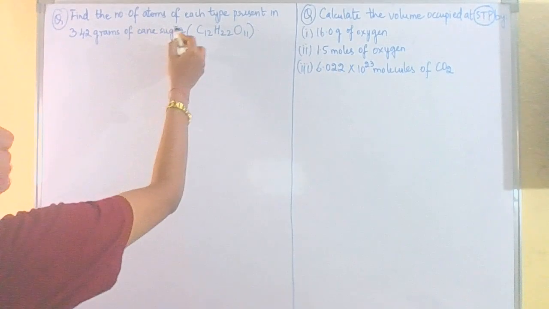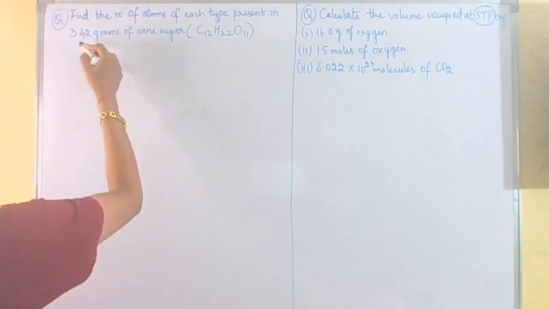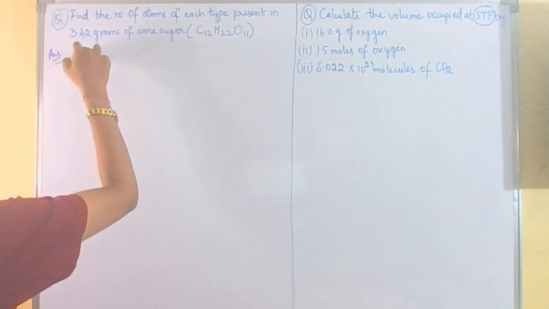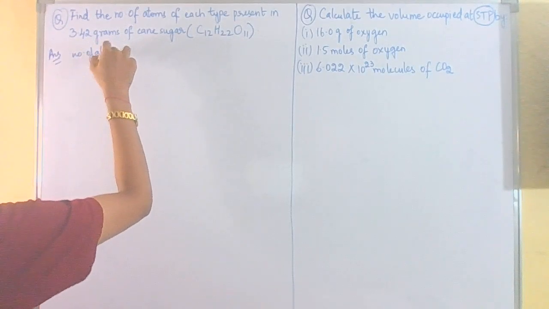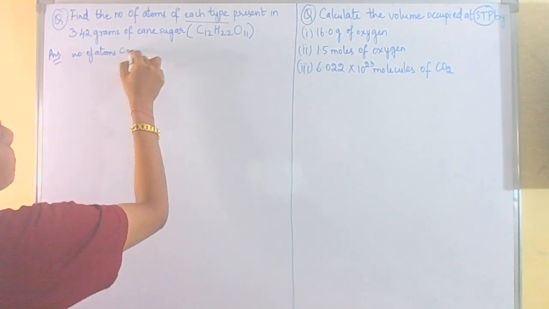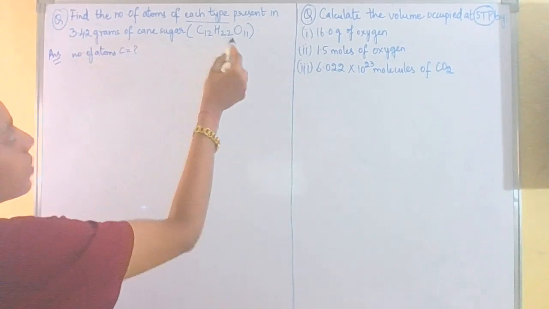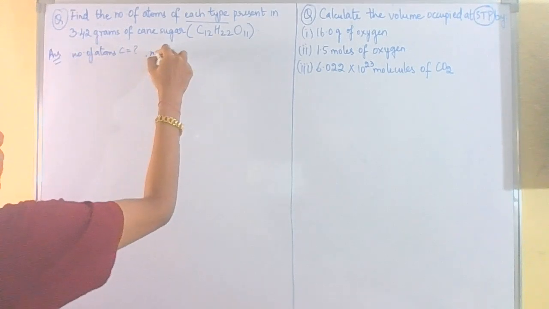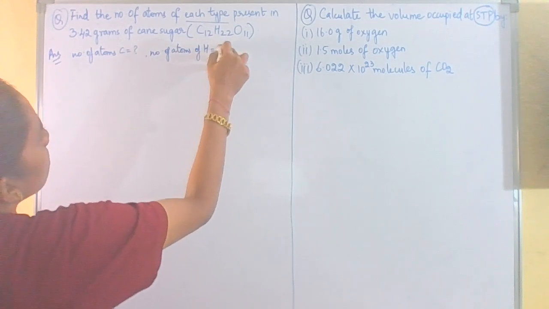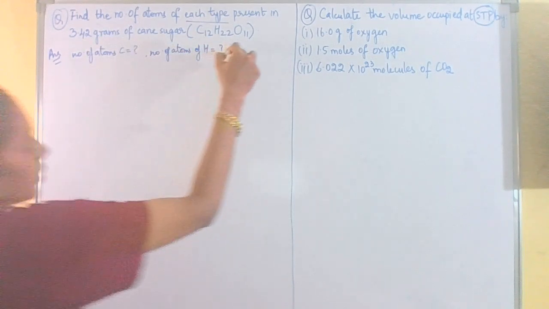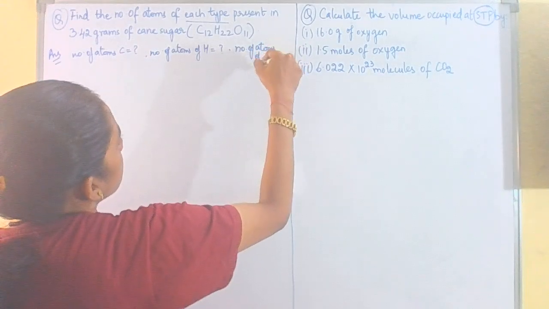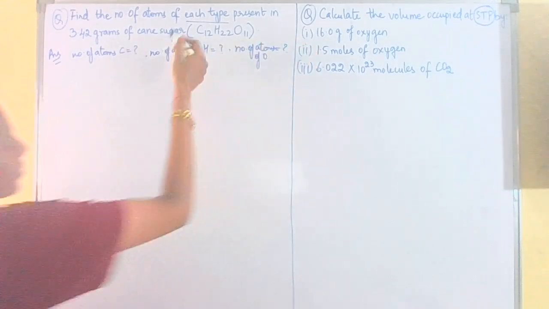Find the number of atoms of each type present in 3.42 grams of cane sugar. So here they are asking us to find out the number of atoms of each type. Each type means number of atoms of carbon is equal to how much in 3.42 grams of cane sugar, number of atoms of hydrogen is equal to how much in 3.42 grams of cane sugar, and number of atoms of oxygen is equal to how much in 3.42 grams of cane sugar.